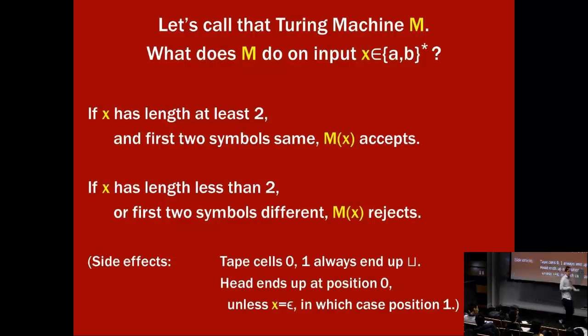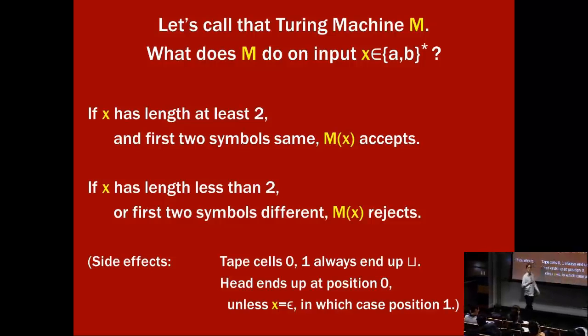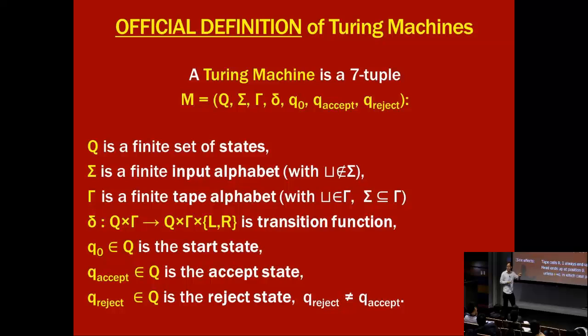It also has some side effects, which don't affect the accept or reject, but they do affect how you might use this as a subroutine in another more complicated program. You can in fact check that it always blanks out the first two cells, whatever they were, and it almost always leaves the head at the end in position 0, except if it's the empty string. So you can also check to yourself that this is true if you study this machine later.